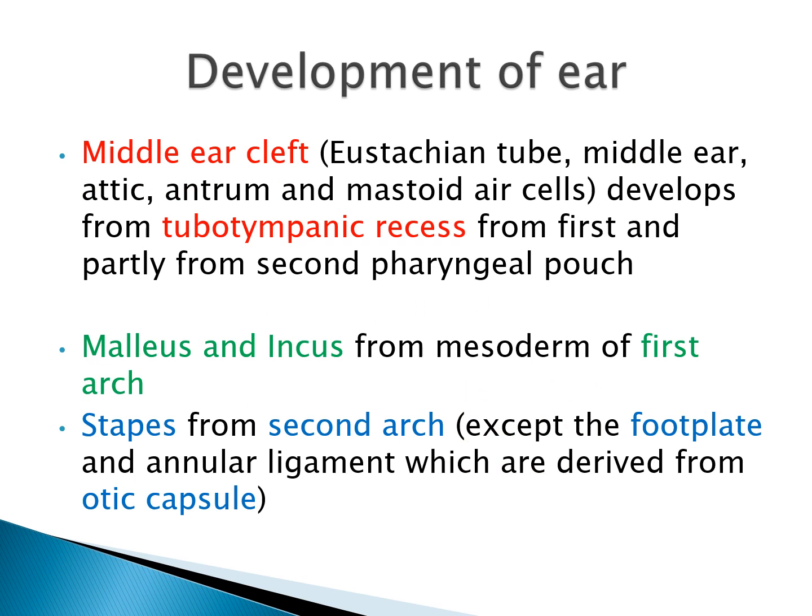Now the middle ear cleft. So we move on to the development of the middle ear. The middle ear cleft includes the eustachian tube, the middle ear, the attic, the antrum, and the mastoid air cells. So when we combine all these things, it is called the middle ear cleft. This middle ear cleft develops from the tubotympanic recess, from the first, mainly first and partly from the second pharyngeal pouch.